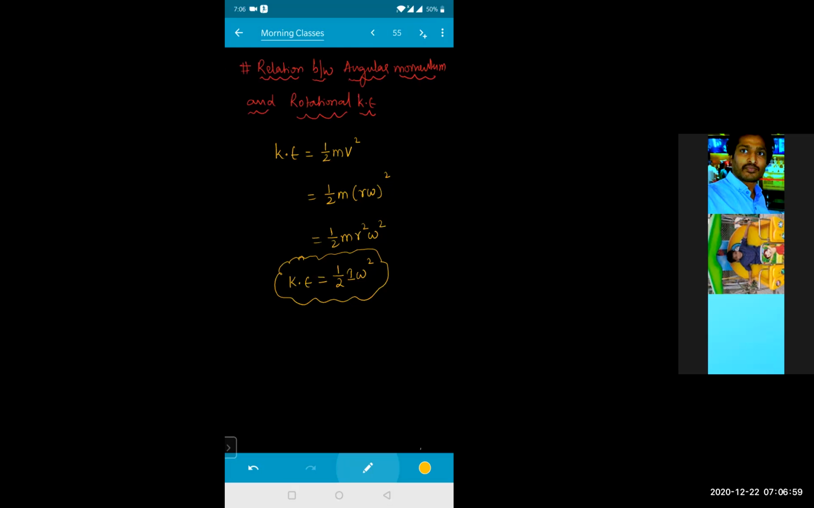So I know that relation right now: angular momentum L is equal to how much? I into omega. So from this one, can I write omega is equal to L by I?